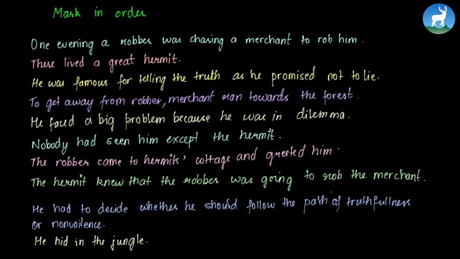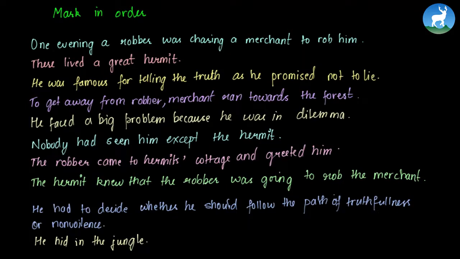Next, the hermit knew that the robber was going to rob the merchant. This again comes towards the end, and he had to decide whether he should follow the path of truthfulness or non-violence. Here he is the hermit, and when the robber greets the hermit, he realizes that the robber is going to ask about someone, so he thinks and has to decide whether he should follow the path of truthfulness or non-violence, and finally he hid in the jungle.